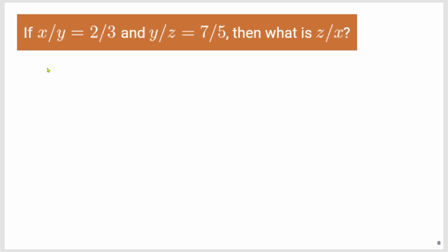So what is, if x over y is 2 over 3 and y over z is 7 over 5, then what is the ratio of z to x? Again, if you finish, please give me your answer in the chat box, okay?